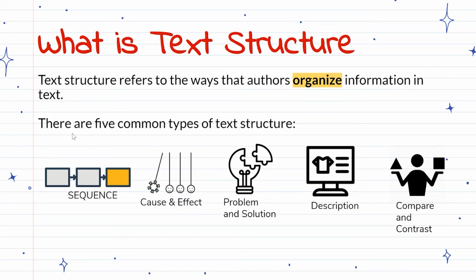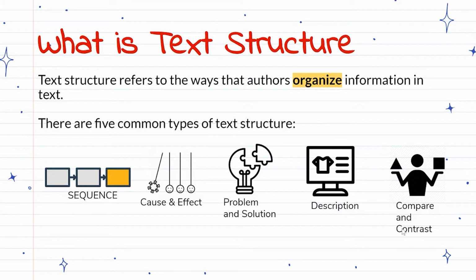Authors. Okay, here are five common types of text structures: sequence, cause and effect, problem and solution, description, compare and contrast. And here we should use Google Translate for all of them, and just listen to what it says.